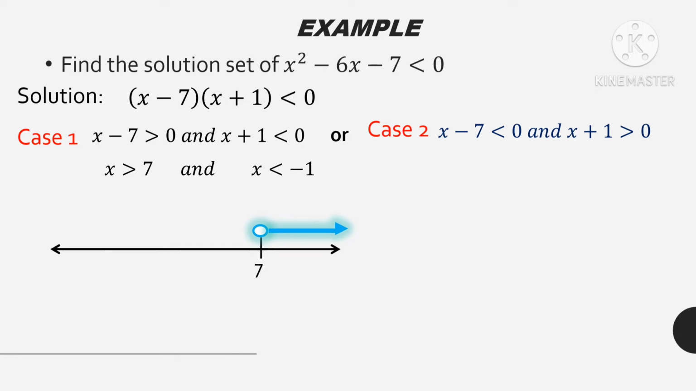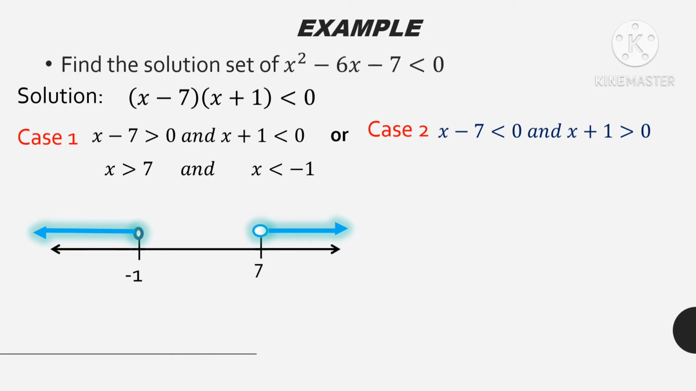Okay, then the graph of x less than negative 1. Locate negative 1 in the number line. So, yan. Negative 1 is not included. Then, when you say x less than negative 1, we say less than, so it's to the left of the number line. So, we have that graph. That's the graph of x less than negative 1.